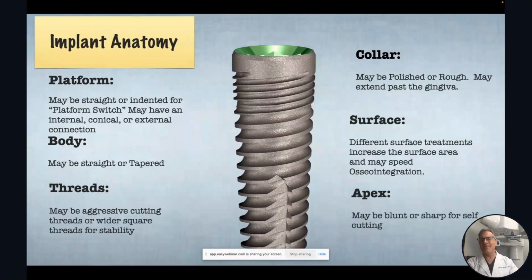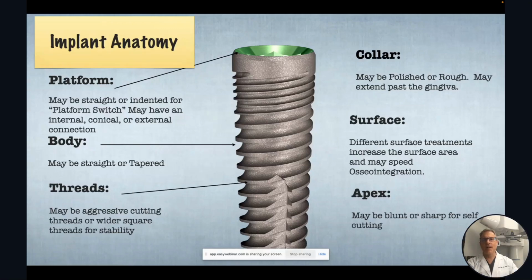So implant anatomy, I'm not going to spend a lot of time on that. We all know this stuff. But our implant platform is the top of the implant. And per the platform shift, the implant platform is going to be smaller than the width of our implant. It doesn't really matter which body you use. I do a lot of immediate implants, so I prefer an implant that has aggressive threads.